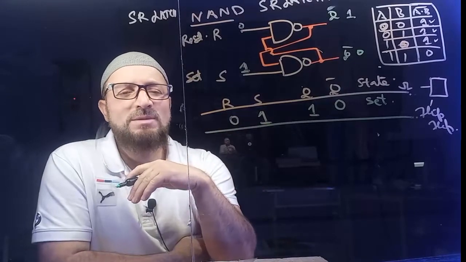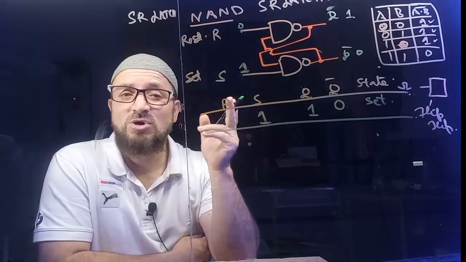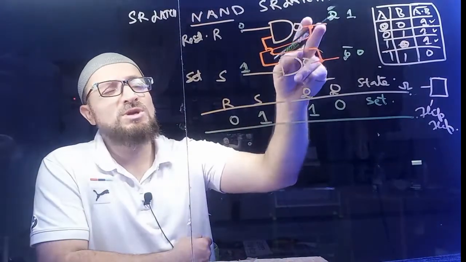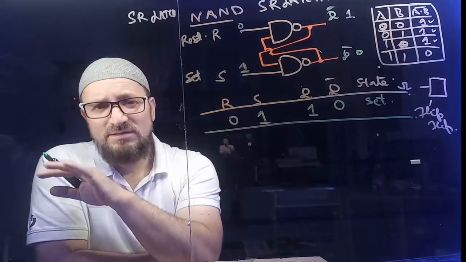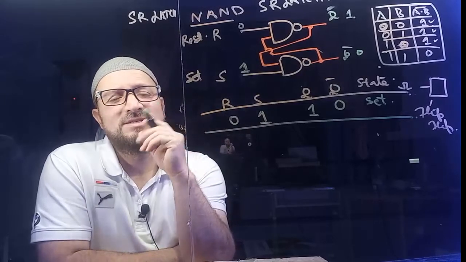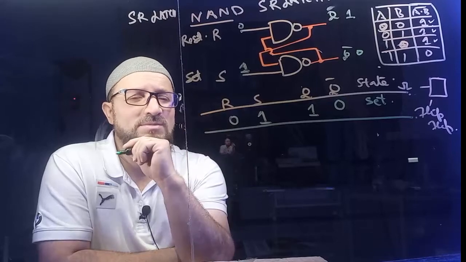In the NOR implementation, we had 0, 0 as the memory state, because this is a latch, which means it's going to store the data. If I remove the inputs, the output is going to stay like that as a set. In my SR latch using the NOR, we had 0, 0 as the memory state. But here, there is a difference. The 1, 1 is the memory state here.